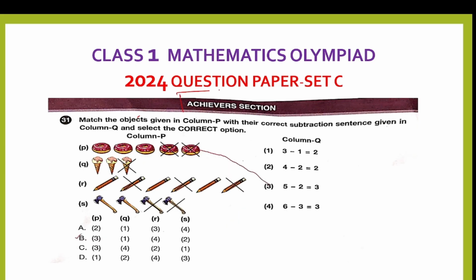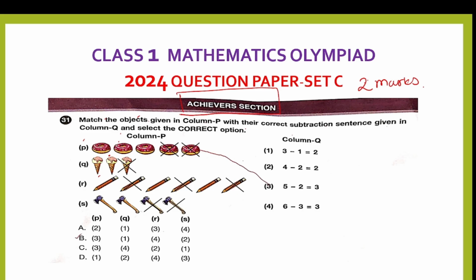Now this part is the achiever section. In the achiever section, one question is for 2 marks. There are 5 questions in each question paper. So let's solve. Match the objects given in column P with their correct subtraction sentence given in column Q and select the correct option.